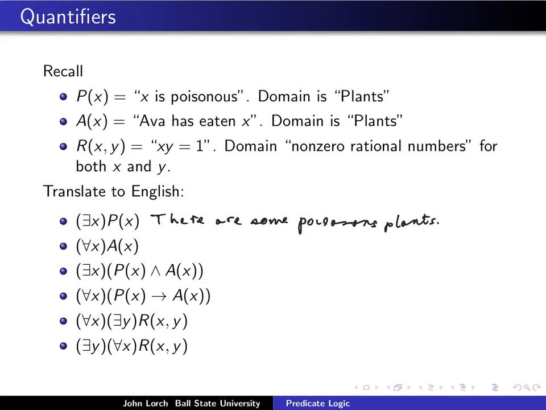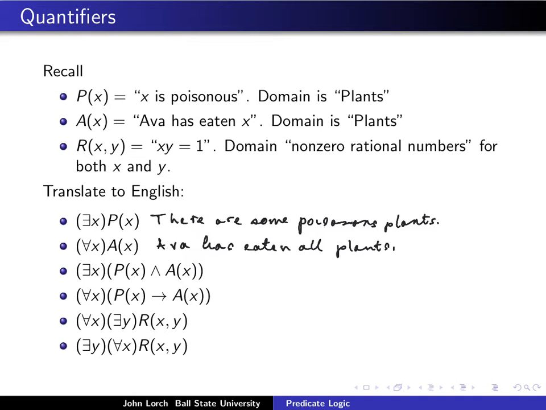Okay, now the second statement is using the universal quantifier. It says for all x, A(x). And if we go up and look at what A(x) says, and we remember the meaning of the universal quantifier, this is saying that Ava has eaten all plants. Which I suspect is not a true statement.